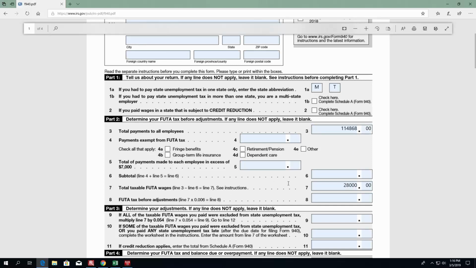What does this tell me in line 7? It says total taxable FUTA wages is line 3 minus line 6. We've got line 3 and we've got line 7, so can you back into line 6? Please do that. Does the payments exactly include the tax? We're going to go up and do that in just a second. We're going to kind of back into that section.